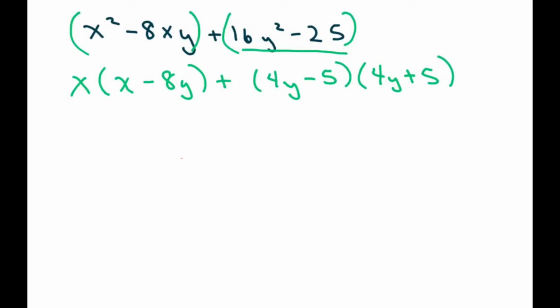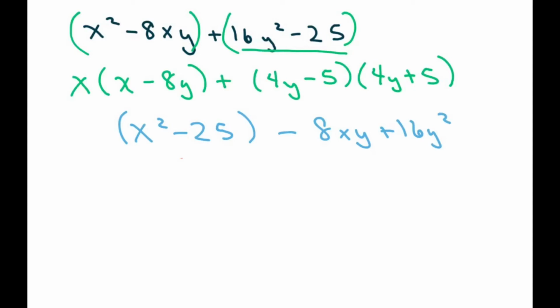Now I could try doing this, moving this 25 over here, and then have the minus 8xy plus 16y squared, and see what happens there. So when I do that, and I put parentheses, I'm going to have to change this to a negative. So this first part is going to be x minus 5 times x plus 5.